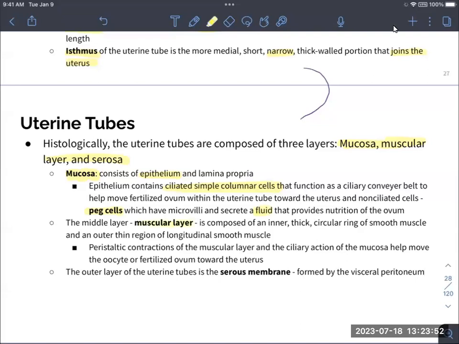That muscular layer, we have smooth muscle. They are helping with peristaltic types of contractions to help push along this ovum once it has been fertilized, or this oocyte. And then on the outside, we have the serous membrane, and that is just attaching this uterine tube to that visceral peritoneum.